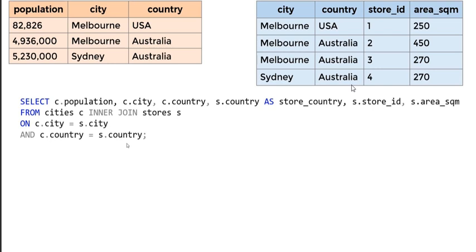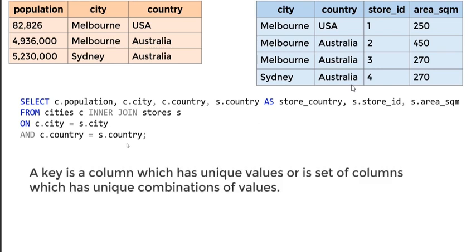There are different types of keys. However, here I am defining a key as a column which has unique values, or a set of columns which has unique combinations of values.